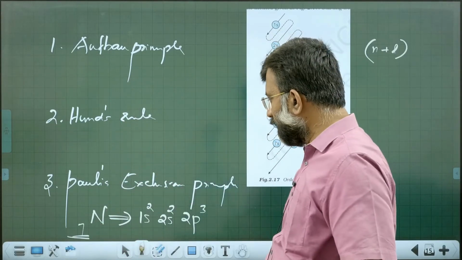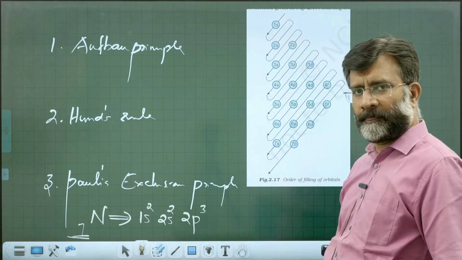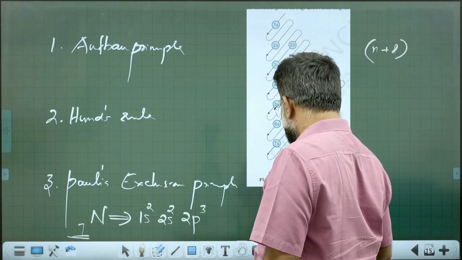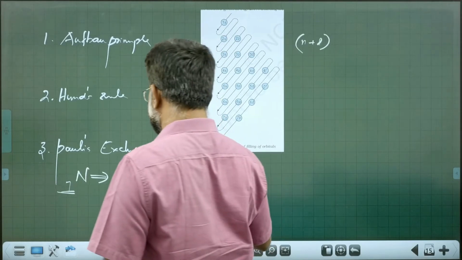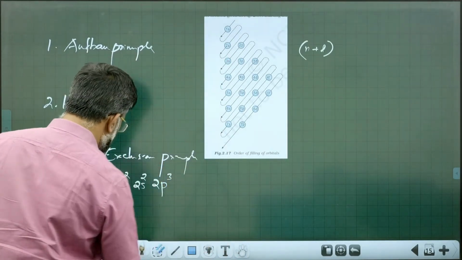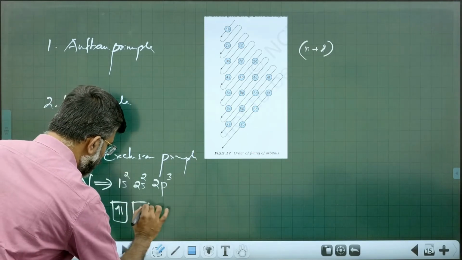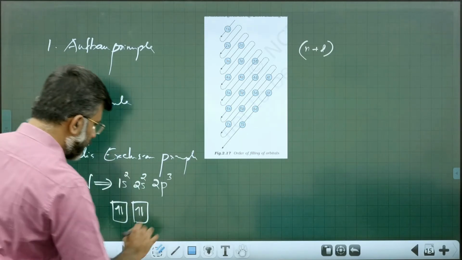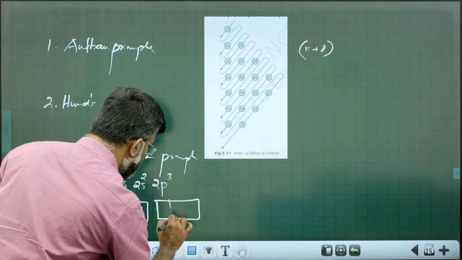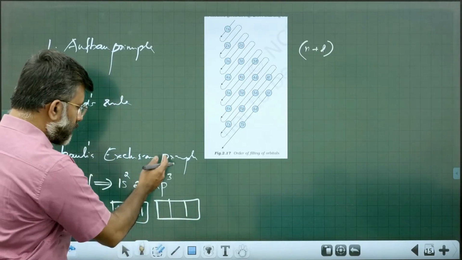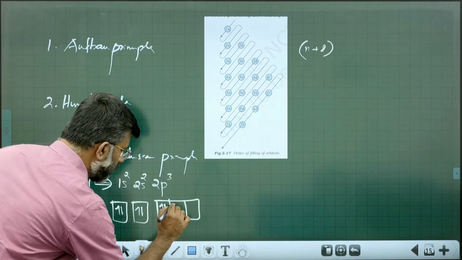For example, the same nitrogen if you take, the configuration to be done in such a way, 1s2, no problem, only 2 electrons filled in the s orbital. 2s2, no issue, it is filled like that. What about 2p? The 3 electrons, are we going to give like this?